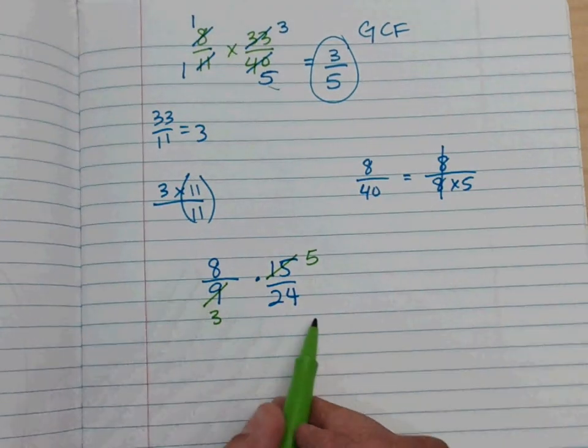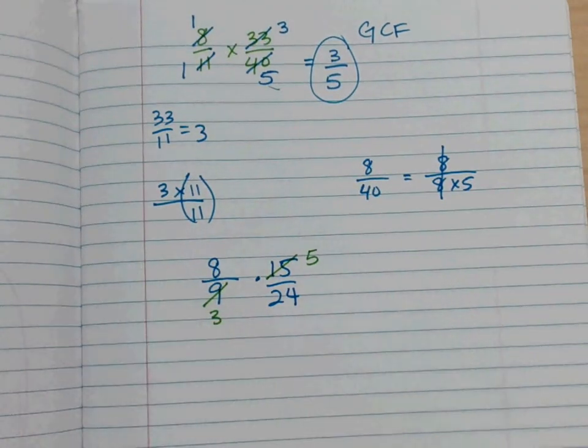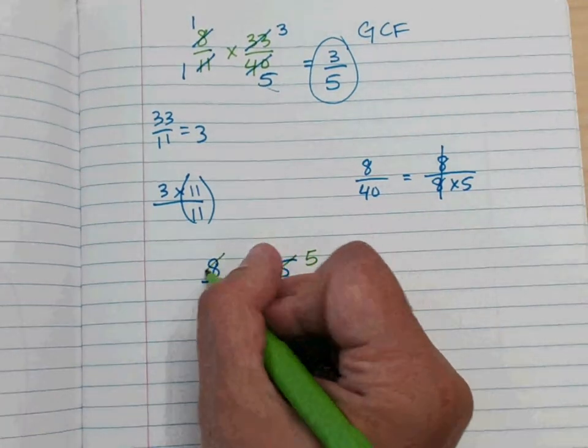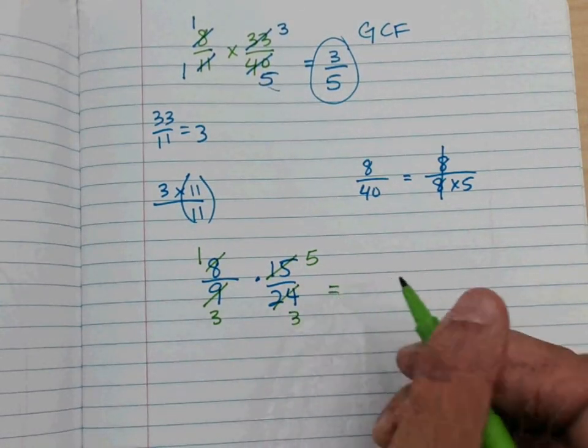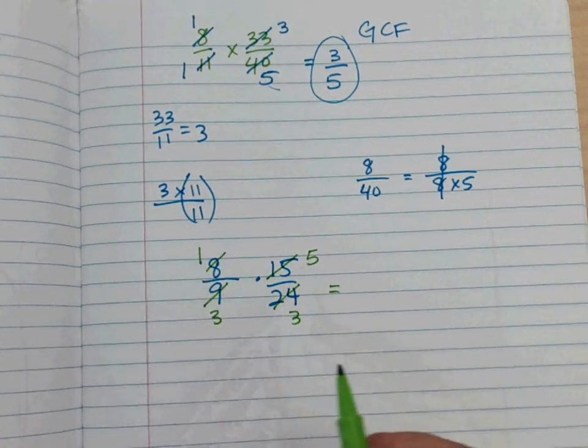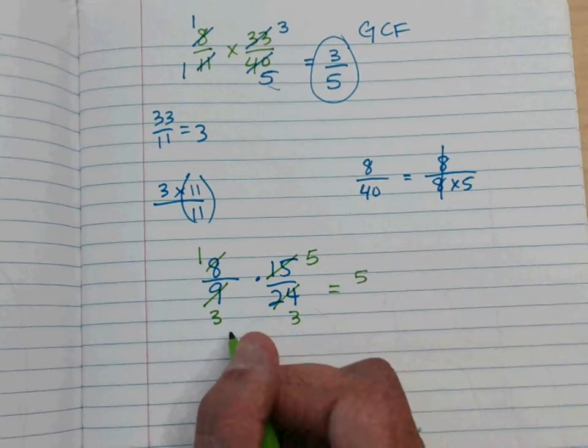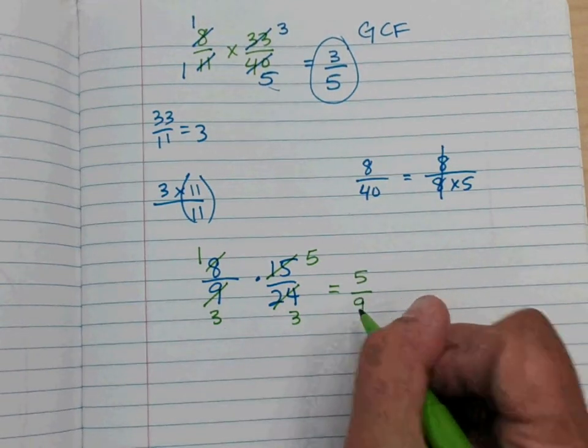Okay, now let's look across 8 and 24. What's the biggest number that can go into 8 and 24 evenly? 8. 8 goes in here once. 8 goes in here 3 times. Now we multiply across. 1 times 5 is 5. 3 times 3 is 9.